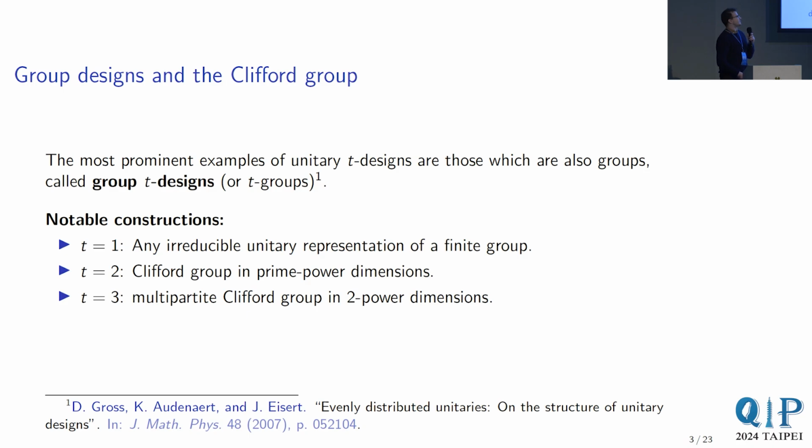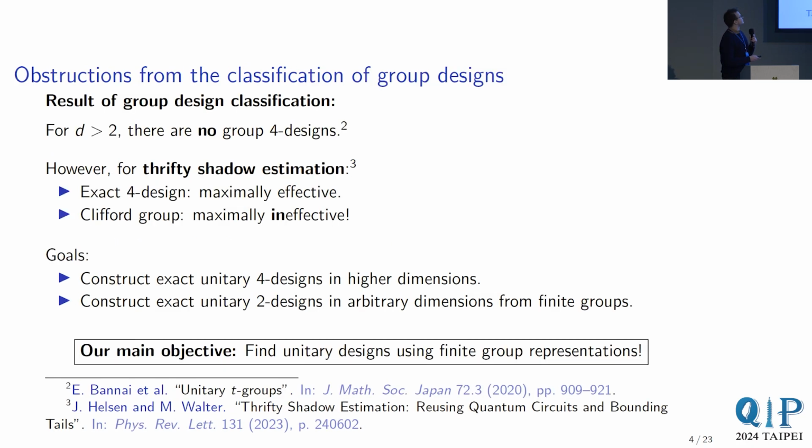So the most prominent example, the nicest example of unitary T-designs are those which also admit a group structure, so-called group T-designs, or another name, T-groups. For example, any irreducible unitary representation of a finite group constitutes a 1-design. The Clifford group in prime power dimensions constitutes a 2-design, and the multipartite Clifford group in 2-power dimensions constitutes a 3-design. But there is an obstruction to constructing group designs.